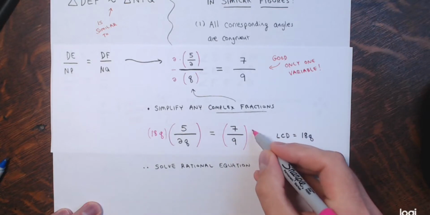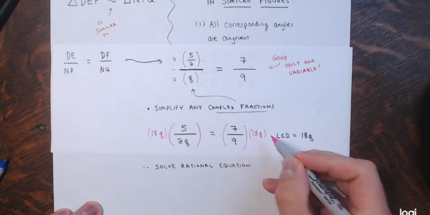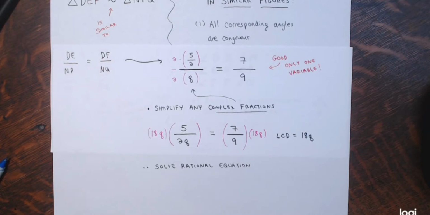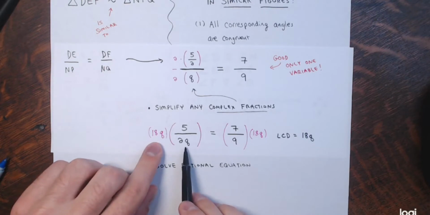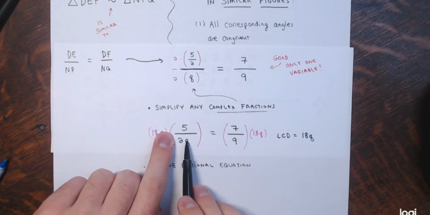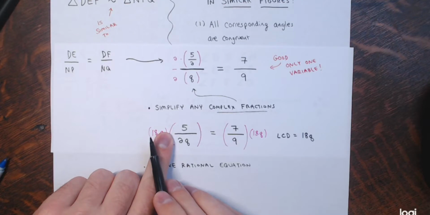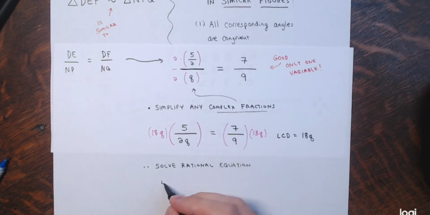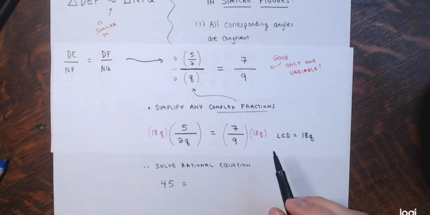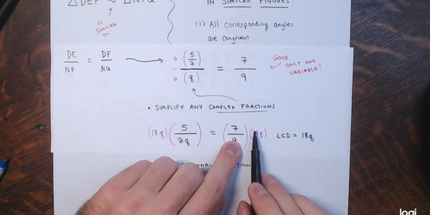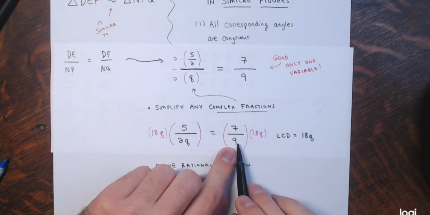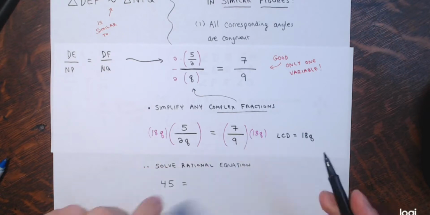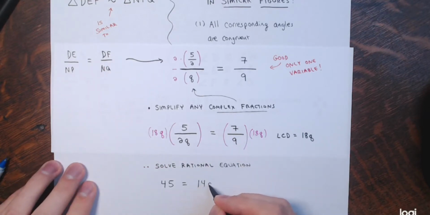And the whole reason for doing that is so all the denominators get canceled, all the denominators go away. On the left side, the q's would cancel, and then 2 goes into 18 9 times, so you'd be left with 9 times 5, or 45. You'd have 45 on the left side. And on the right side, 9 goes into 18 twice, so I'd be left with 2, and then I'd have 7 times 2q, which would be 14q.